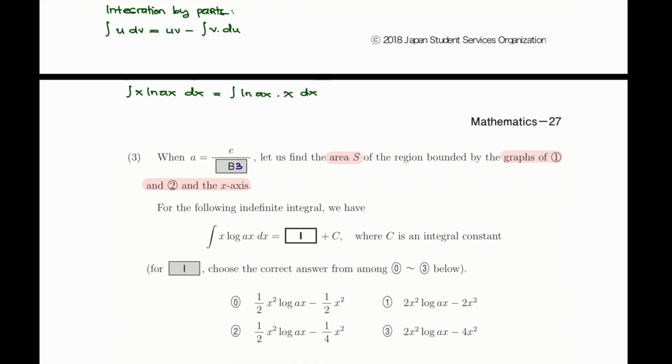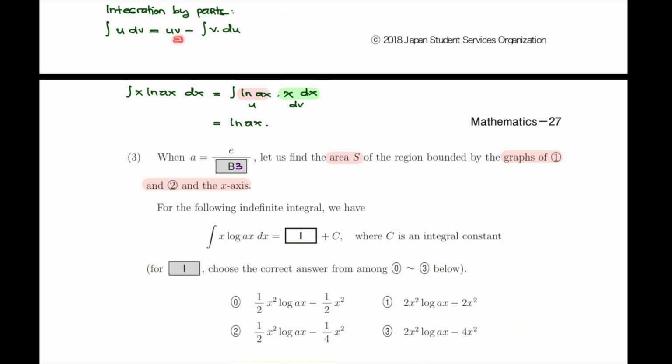Because we know the derivative of both, but we only know the integration of x. We do not know how to integrate ln ax. Since we do not know how to integrate ln ax, ln ax cannot be considered as dv. So this is u, and this is dv. By using this expression, u times v, u is ln ax, times v.